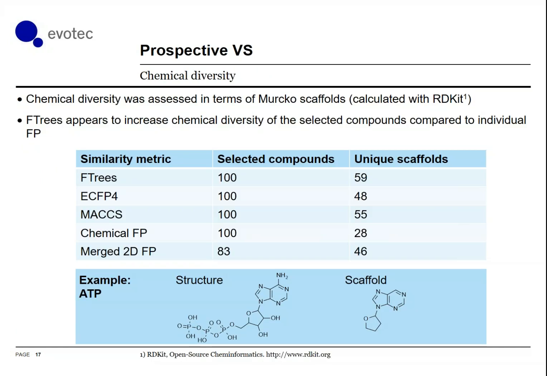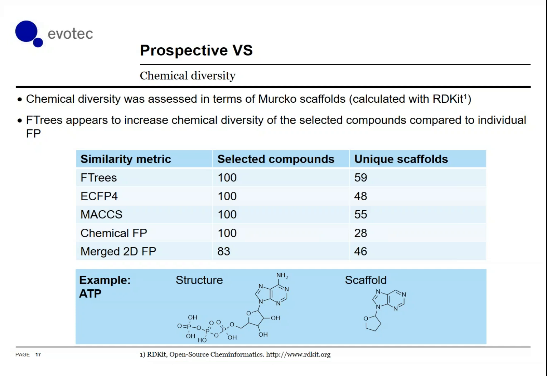Okay, so the first check that I wanted to carry out on this selection, conducted with the FTrees and 2D similarity, was how chemically diverse those selections were. And I have found that the top 100 compounds so selected with the FTrees carried 59 unique scaffolds.